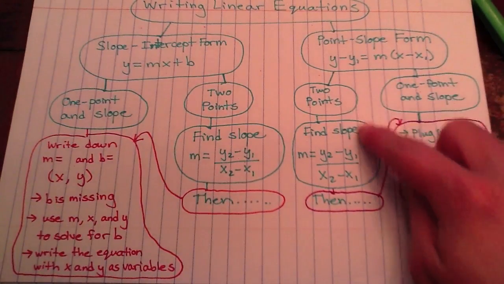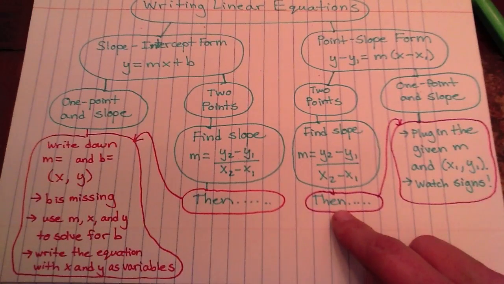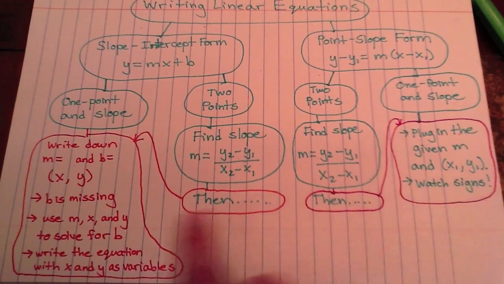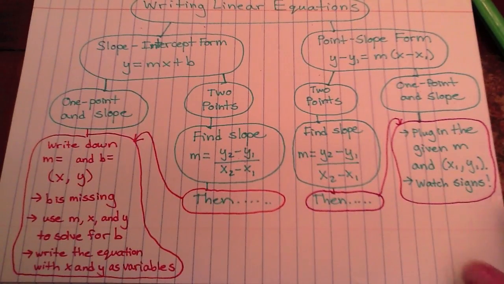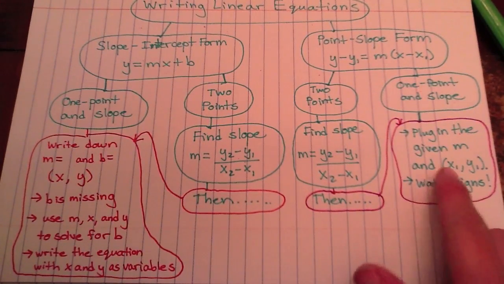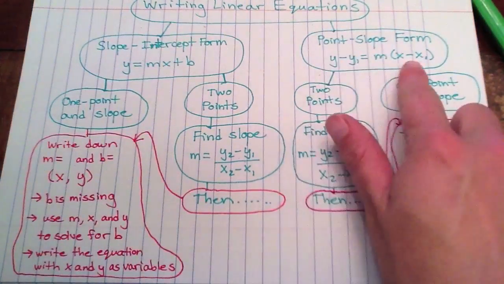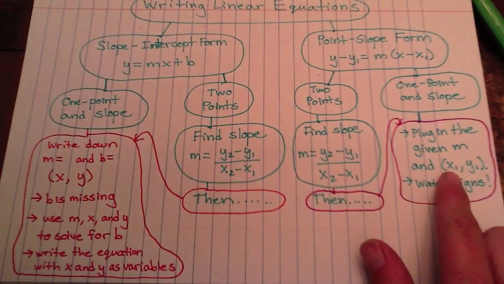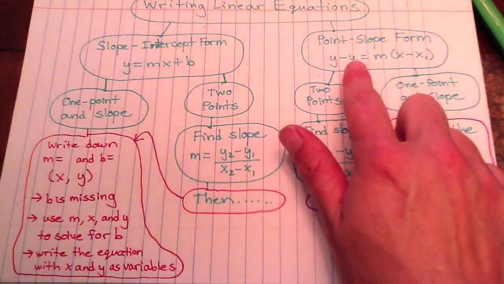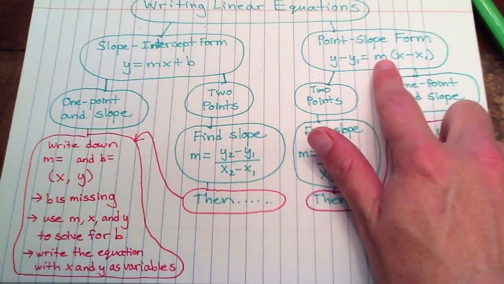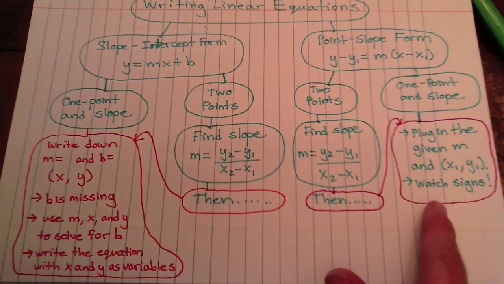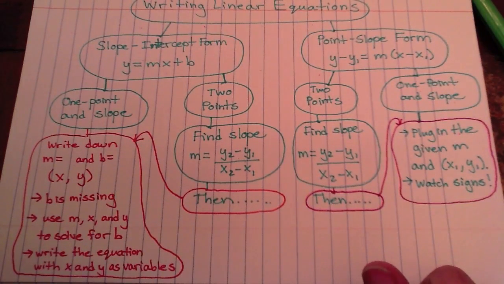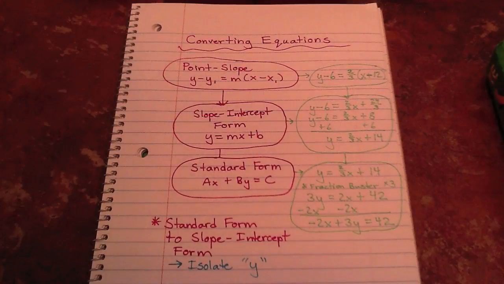Point-slope form, 2 points, you need to find a slope. Once you have slope, back to the same idea as over here, pick one of your points and your slope, and then you're just going to plug them into the given formula that you've memorized right here. And you plug in x1 and y1, so you'd be plugging in here, here, and then your m. Y and x would still be variables there. Watch your signs. Go ahead and hit pause, copy that down. Once you're done, hit play one more time.